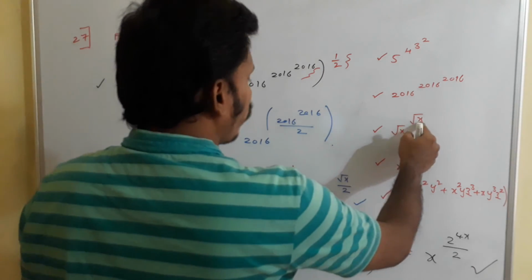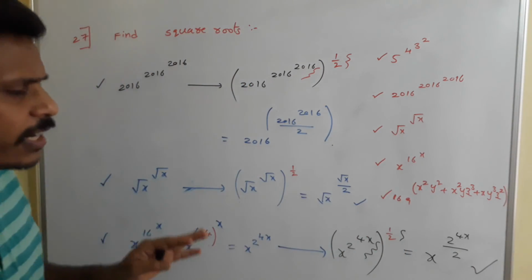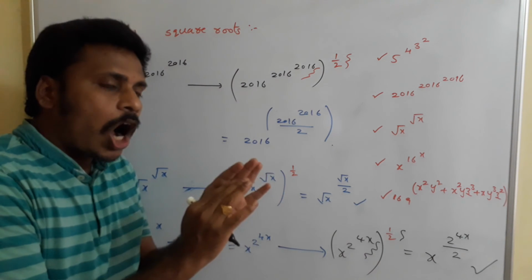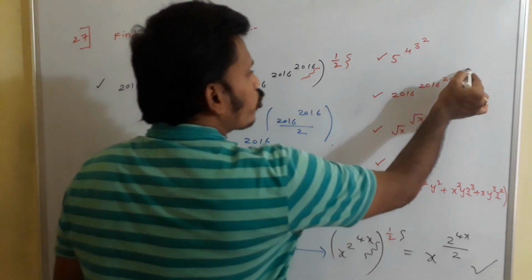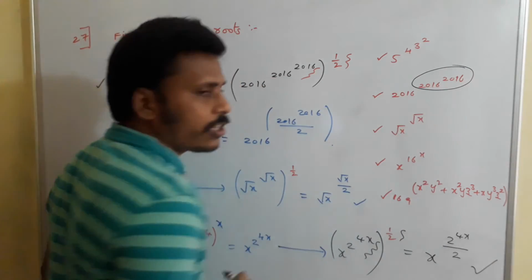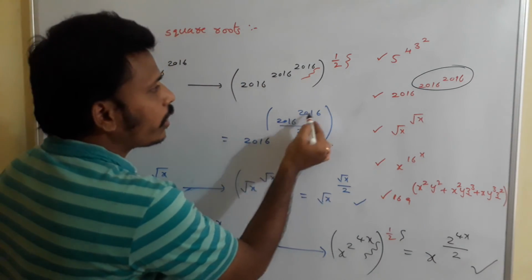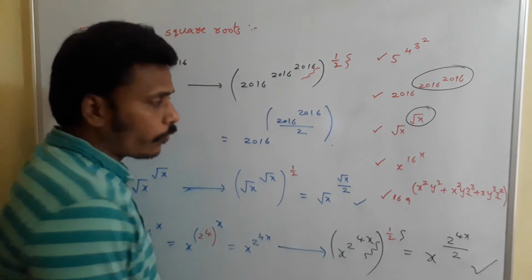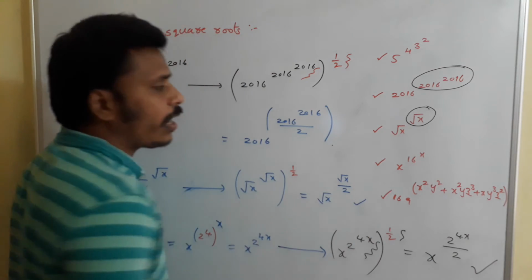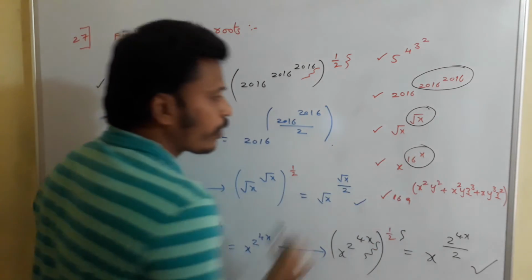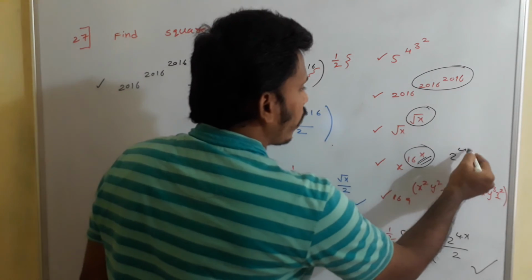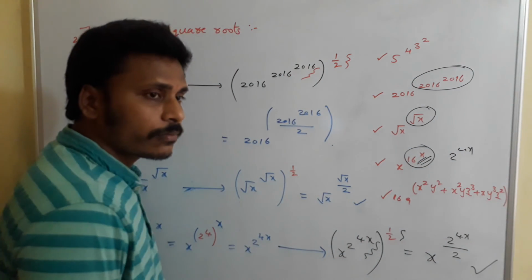So for this problem, this is the square root. For root x power root x, this is the square root. For each and every problem, as I said, you just half the power. So here this 2016 power 2016 is the power. For square root, that number by 2 is your answer. Here root x is the power. For square root, it's by 2 is the answer. Here this is the power. For square root, it's by 2. This 16 power x is 2 power 4x. By 2 is your answer.